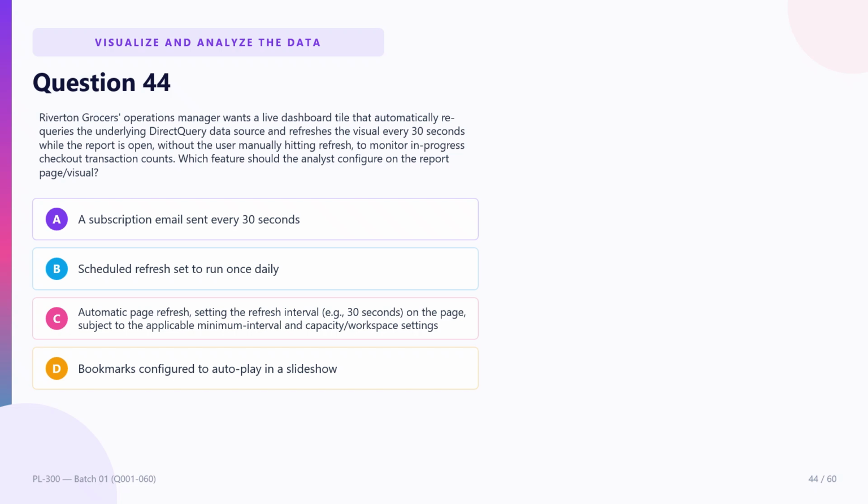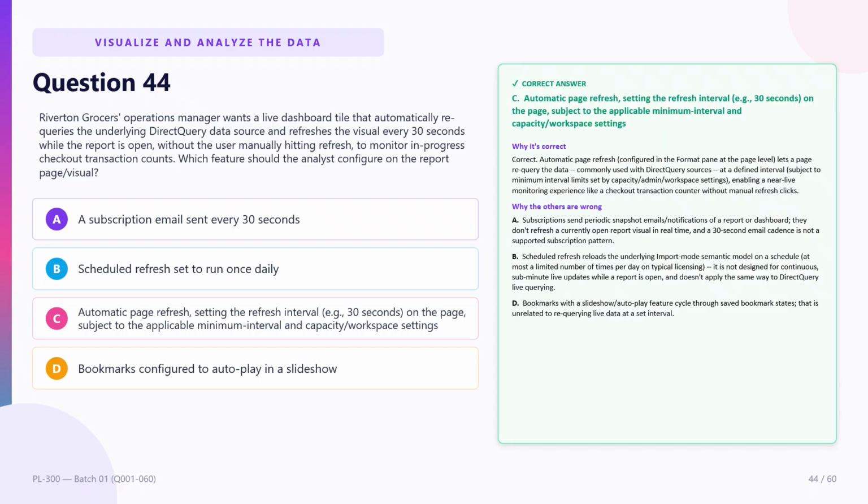Option A. A subscription email sent every 30 seconds. Option B. Scheduled refresh set to run once daily. Option C. Automatic page refresh, setting the refresh interval, e.g. 30 seconds, on the page, subject to the applicable minimum interval and capacity workspace settings. Option D. Bookmarks configured to autoplay in a slideshow. Take a moment and make your choice.